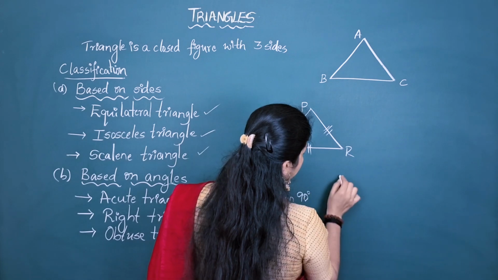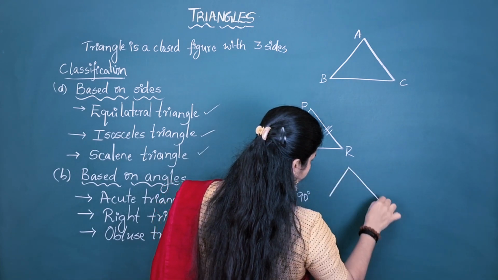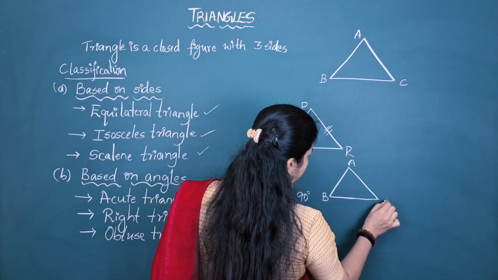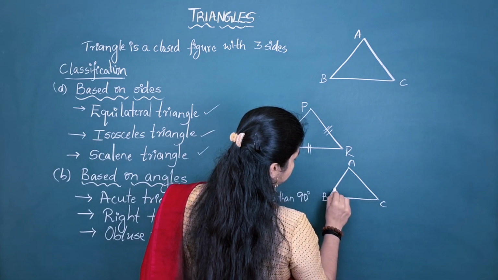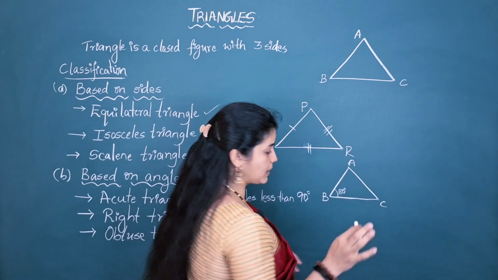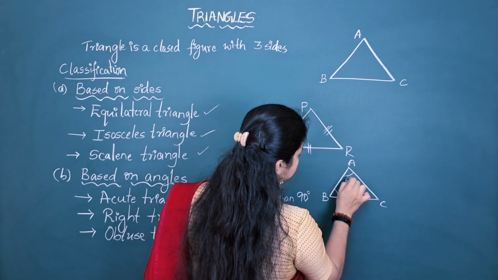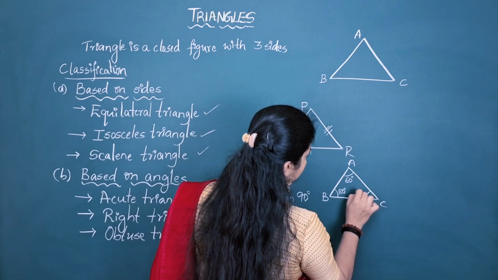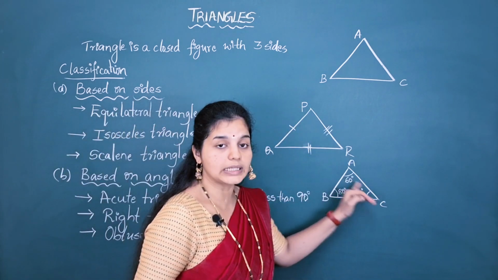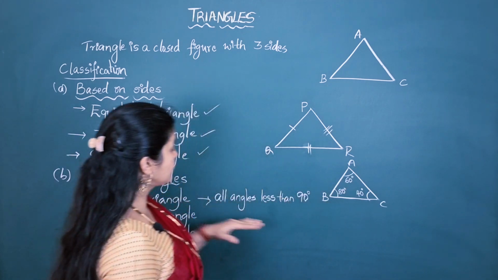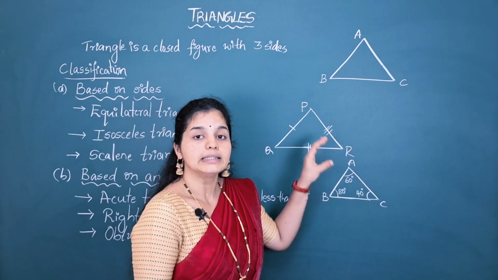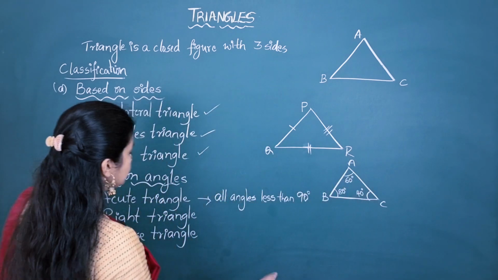Now you consider this triangle. Okay, ABC is a triangle. Say now this angle has a measurement of 80 degrees. Suppose, I am just writing a random measurement, and this is 60 degrees. Say this angle is 40 degrees. Okay, so here all the three angles of this triangle are less than 90 degrees. When all angles are less than 90 degrees, that is called an acute angled triangle.